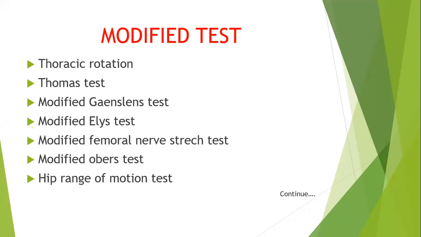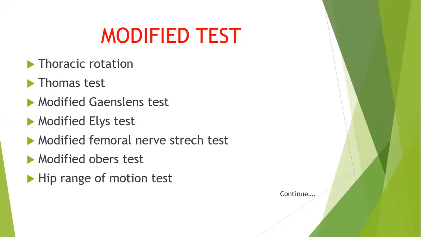Hip range of motion test. In this, what you have to do? You have to examine the internal rotation and the external rotation, which I have already told you. The external rotation should be till 45 degrees, and the internal rotation should be about 20 degrees. In this you have to make the patient lie supine, flex the hip and knee to 90-90 positions, and internally rotate and externally rotate.